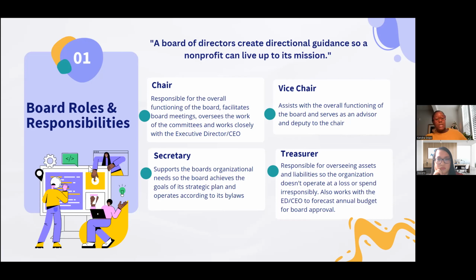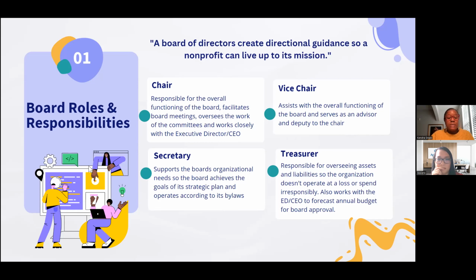So the secretary supports the board as far as the organizational needs. They make sure that the minutes are kept. You want to make sure that what's happening is something that's consistently documented. They also help to keep the board on track with the strategic plan. So we'll talk more about that. And they're also making sure that the bylaws are followed to the letter.